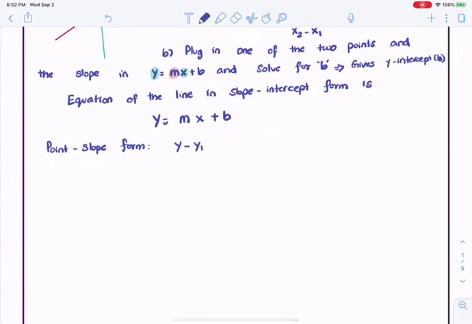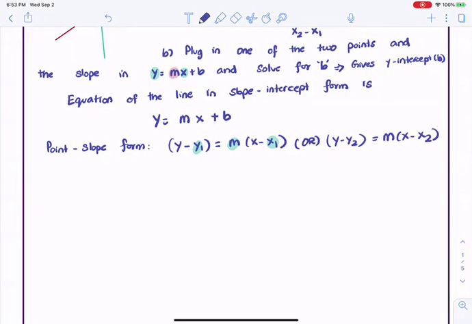You can either have one of the points and the slope. So here I'm using y1, x1, and the slope that I found. So that will give you the equation of the line in point slope form. Or you can plug in the second point and you'll have the same answer. So y minus y2 equals m times x minus x2. It really doesn't matter. You'll get the same answer.